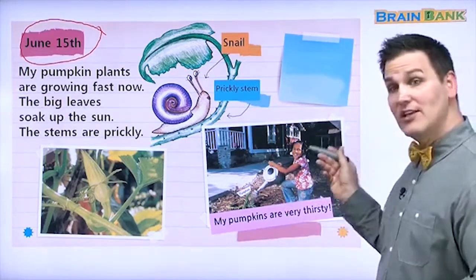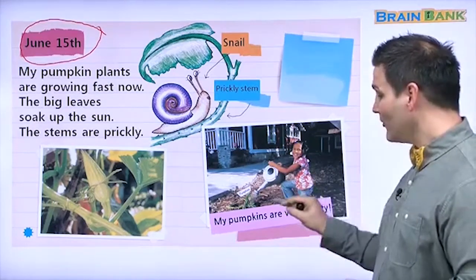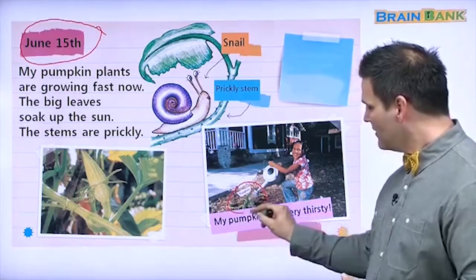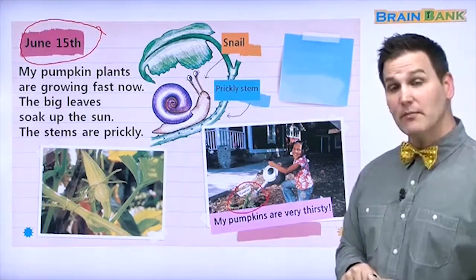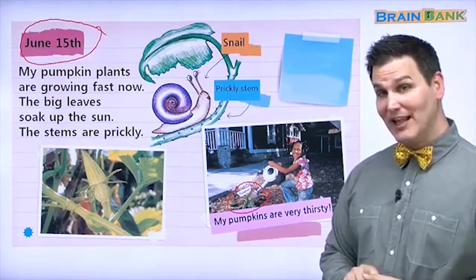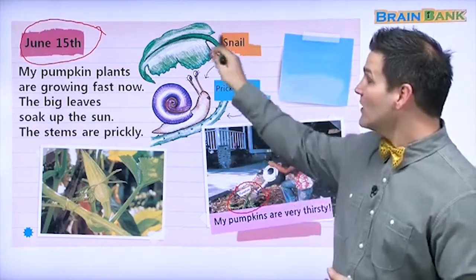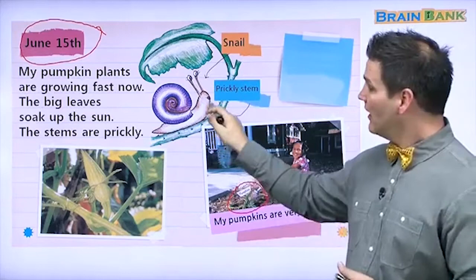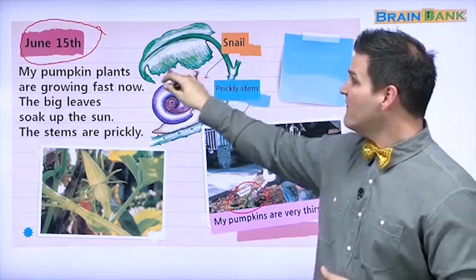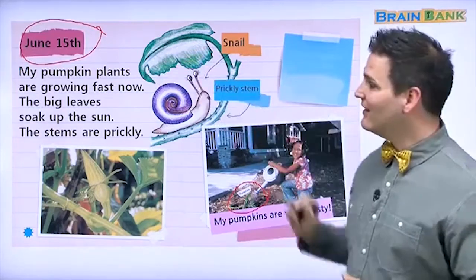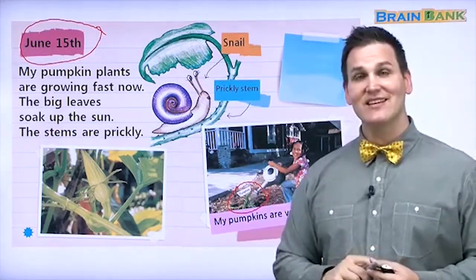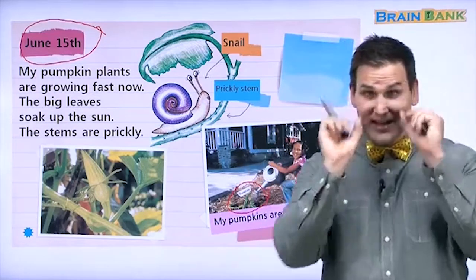Here we have the young girl watering her pumpkins. And we can see there's some more green plants there. Here is a picture of a green plant. And here we have a drawing. A snail on a stem with a very big green leaf. Let's read this story. Do you have your reading glasses on?